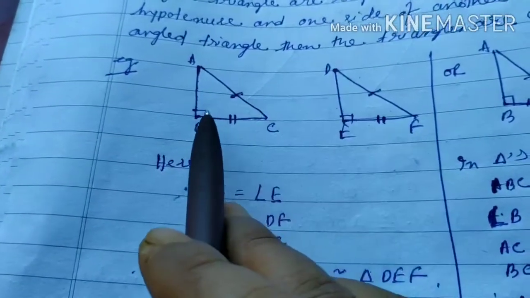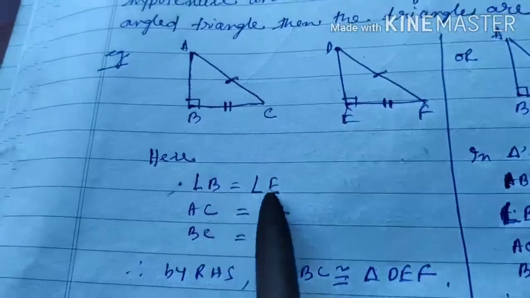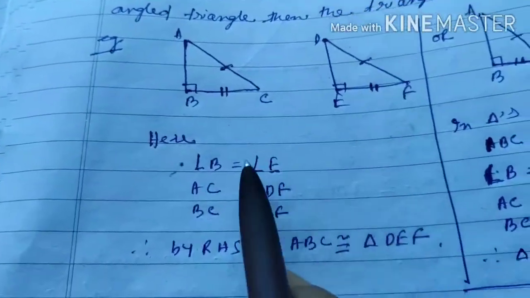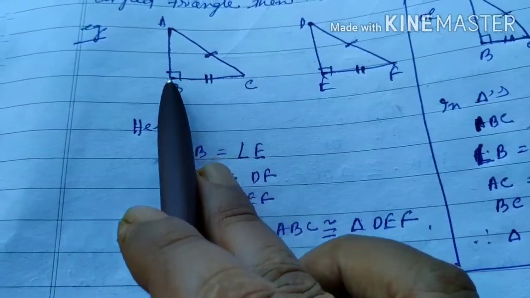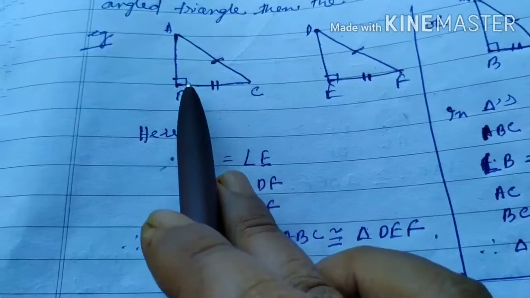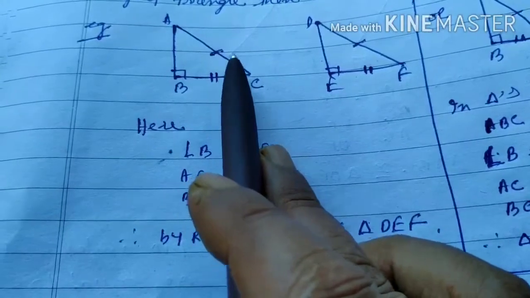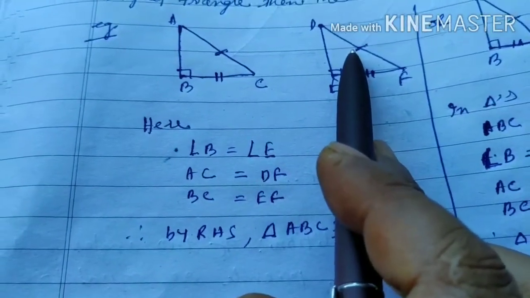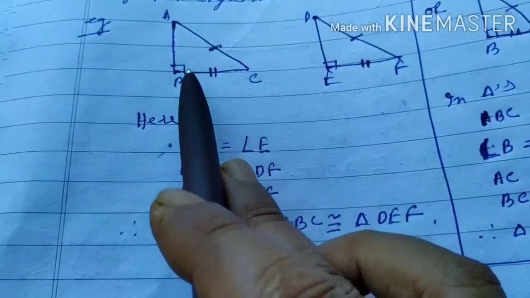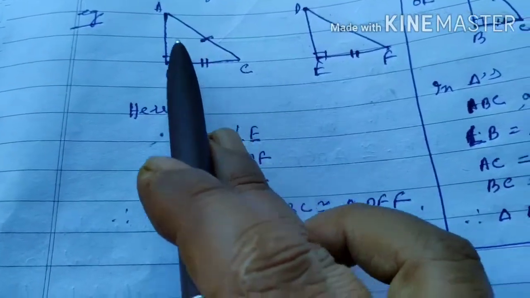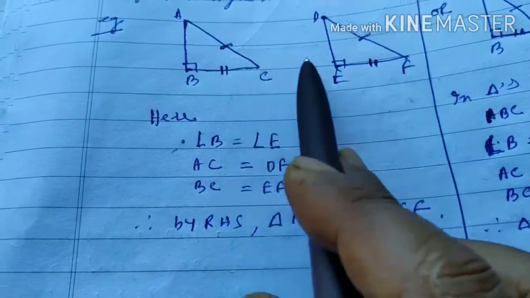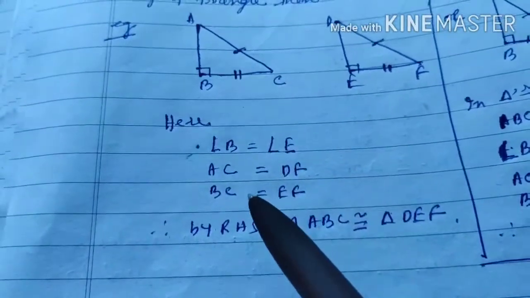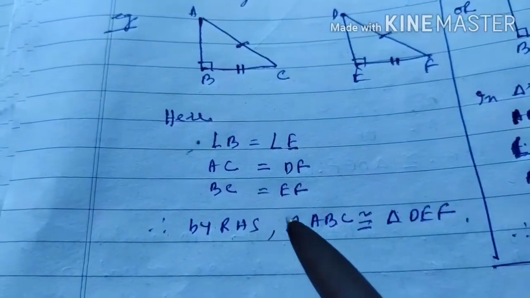So they state here angle B and angle E are 90 degrees. AC represents the hypotenuse, the side opposite to the 90 degree angle, which is equal to the length of the other hypotenuse. And the corresponding sides here are BC and EF. So the two triangles are congruent according to RHS.